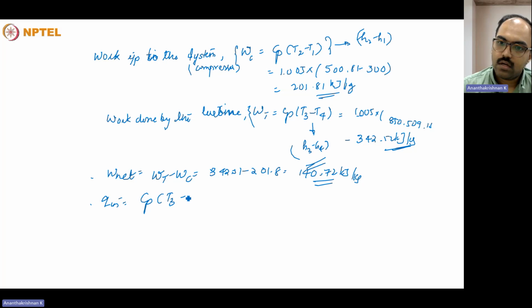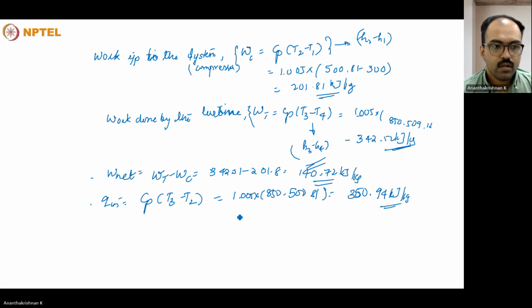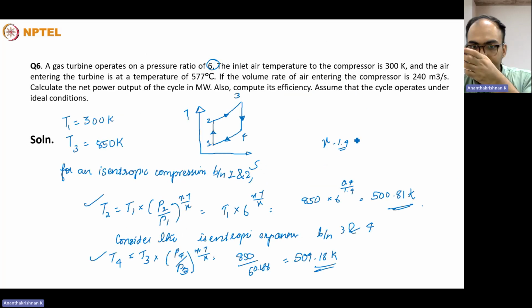Heat input will be equal to Cp into T3 minus T2, just substituting the temperatures. And we'll be getting the heat input as well, 350.94 kilojoule per kilogram. So we could write the efficiency equal to net work divided by the heat input. That is 140.72 divided by 350.94, that is equal to 40.16%. So that is the efficiency part, and we also need to calculate the net power output of the cycle.